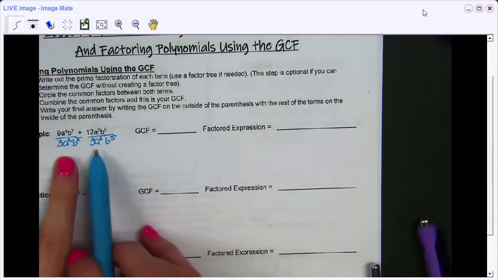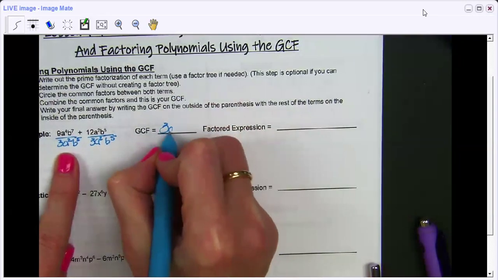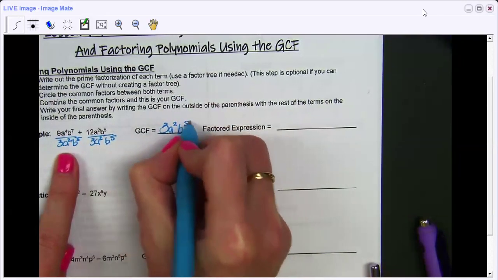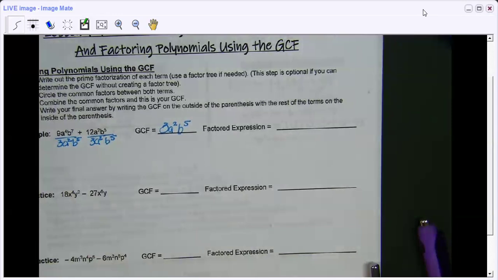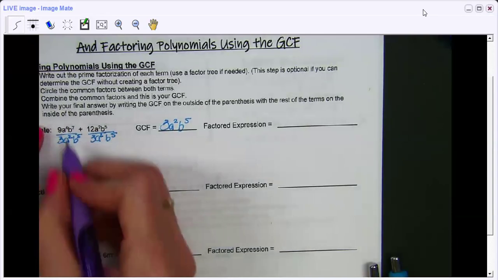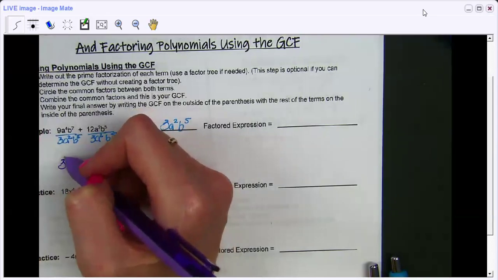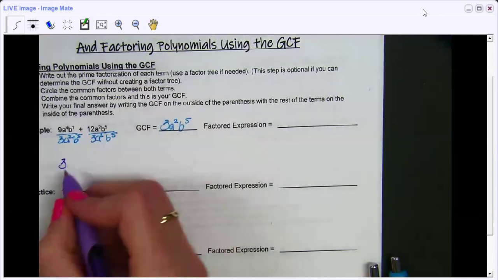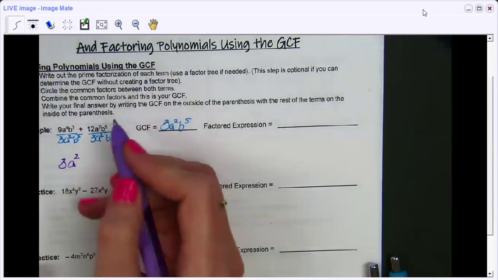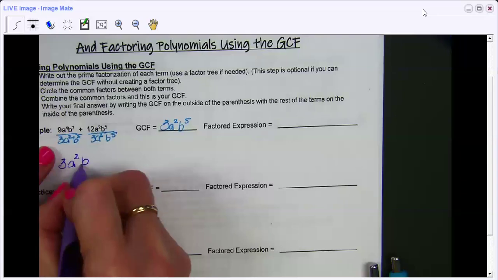So what I have discovered here is that the GCF is 3a squared b to the 5th. Okay? That's what we just did. Now I'm going to divide each monomial. 9 divided by 3 is 3. A to the 4th divided by a to the 2nd. What do we do with our exponents here? We subtract them. So 4 minus 2 is 2. So I have a squared. And then b to the 7th divided by b to the 5th. Subtract my exponents and I get b to the 2nd.